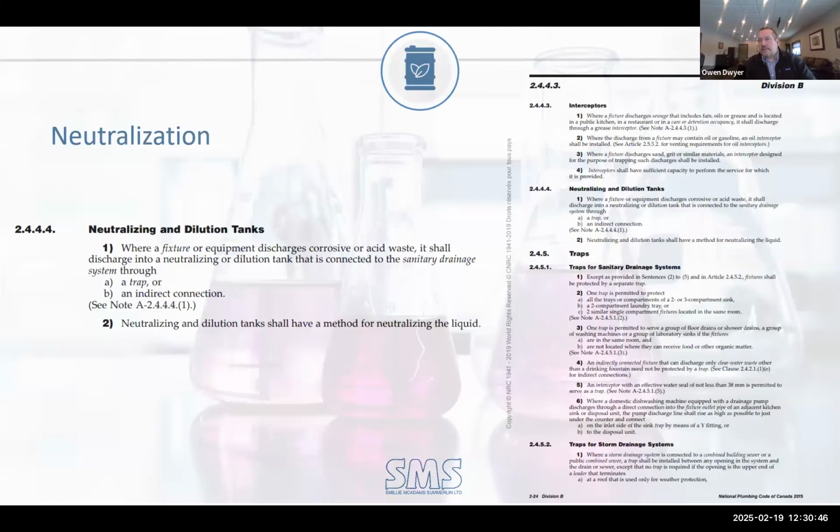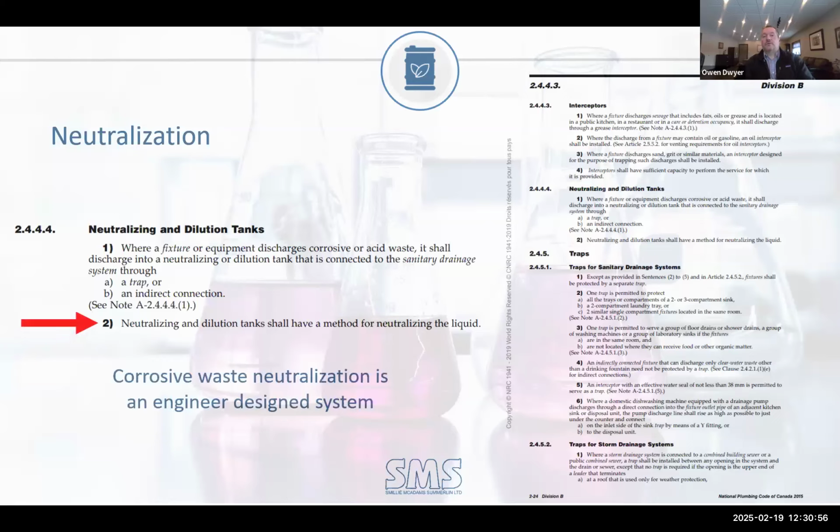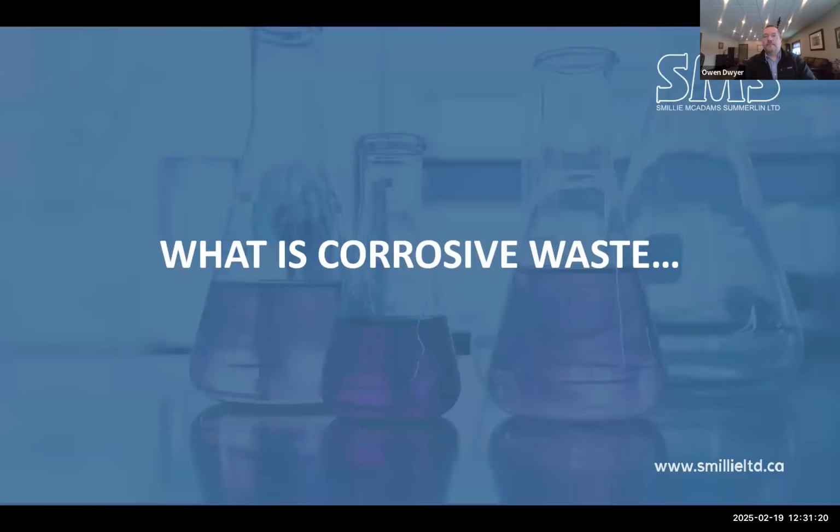Neutralization and dilution tanks shall have a method for neutralizing the liquid. It doesn't say how big, what it looks like, etc. So that should indicate to you that these are engineered design systems. So you have to take all of the components of this system and consider, do I use system A, system B, what type of system do I need, how big is it, et cetera, et cetera. So this part of the code is telling us that we need to neutralize prior to discharge, and you have to have a way of neutralizing the liquid before you discharge.